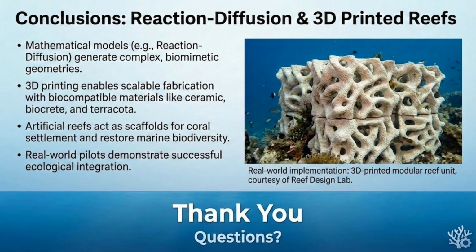In conclusion, mathematical models like reaction-diffusion generate complex biomimetic geometries. 3D printing enables scalable fabrication with materials like ceramic. Artificial reefs act as scaffolds to restore marine biodiversity, and real-world pilots demonstrate successful ecological integration.